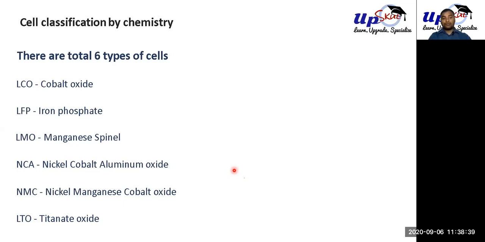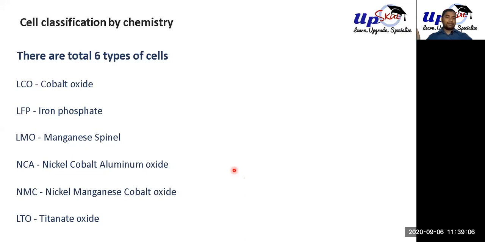The last one is titanium oxide, titanate oxide. It's very expensive. We cannot use it in cars. The special thing about titanate oxide is that it's the only battery that is actually changing the anode. All the other batteries are changing the cathode. On the anode side everyone has graphite. For titanate oxide we replace the graphite with titanate oxide.